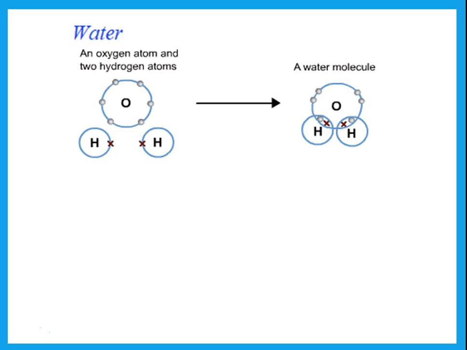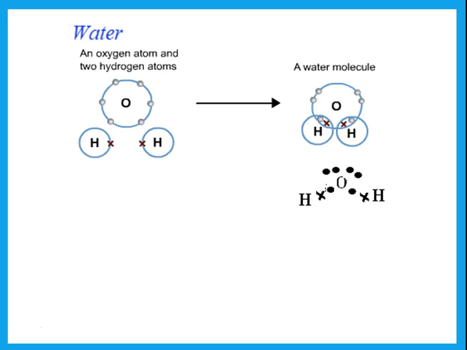Water is made up of oxygen and hydrogen. Now, oxygen is an atom that has 6 electrons in its outermost shell. Each hydrogen can contribute only 1. The oxygen needs 2 electrons, so it needs 2 hydrogens to give it 2 electrons. So that is how you draw the dot and cross with circles for the water molecule.